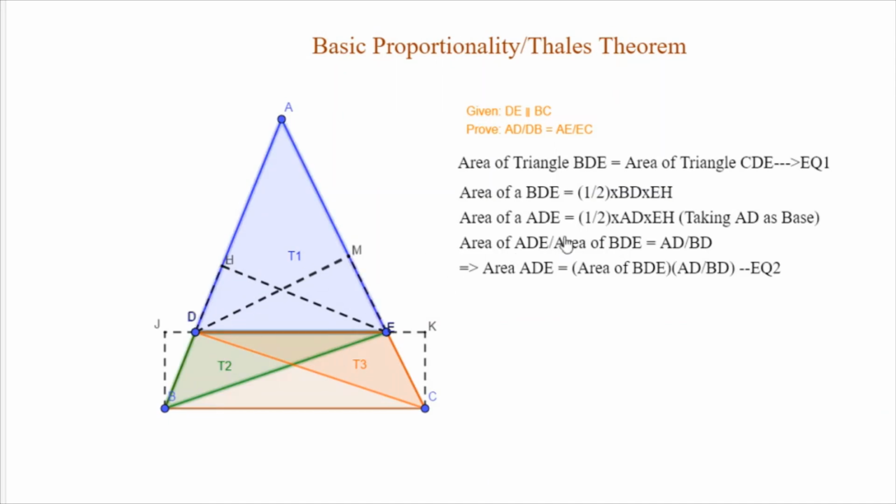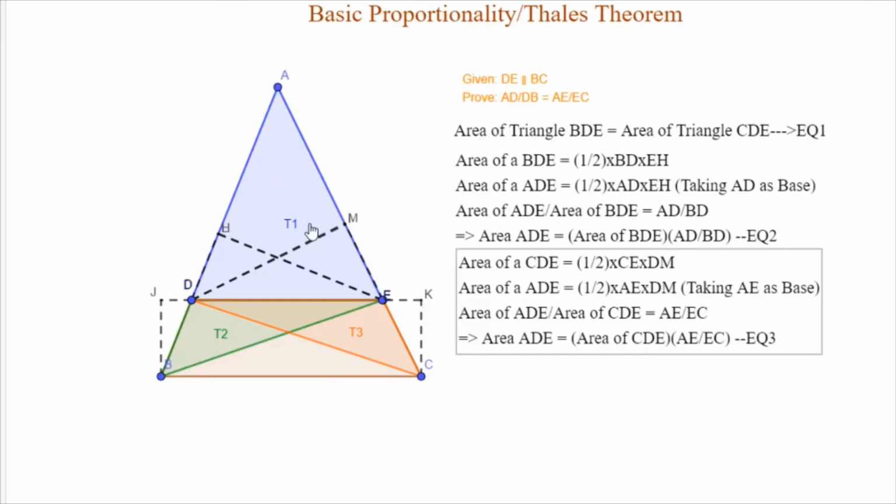Area of triangle BDE would be 1 by 2 multiplied by its base, which we have taken as BD, and the corresponding height would be EH. Similarly, area of triangle ADE is equal to 1 by 2 multiplied by its base AD and its corresponding height EH. If you take a ratio of these two, 1 by 2 cancels out and EH and EH also cancel out. What remains is the ratio of AD to BD. This implies area of ADE is equal to area of BDE multiplied by the ratio of AD to BD. Let us call it equation 2.